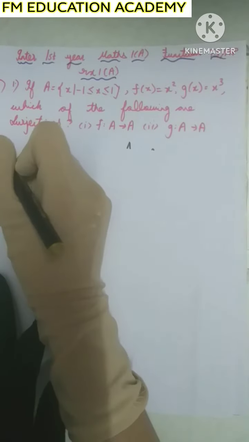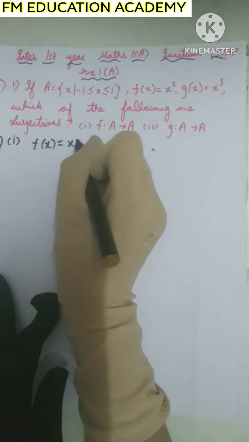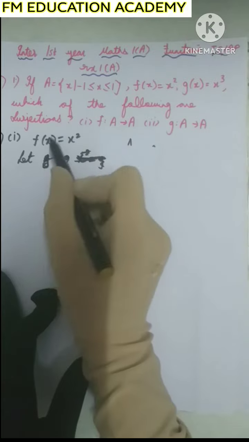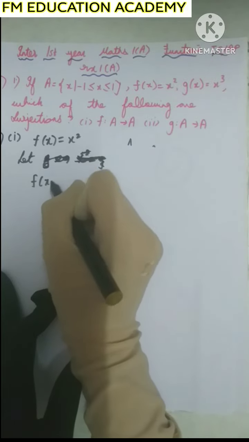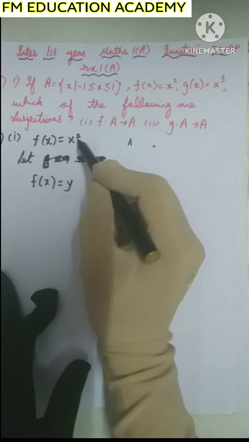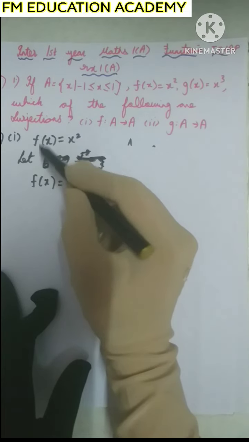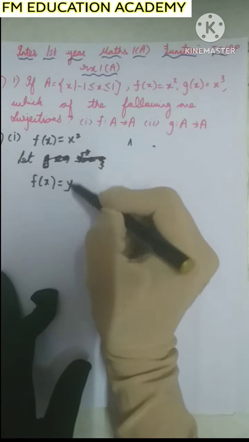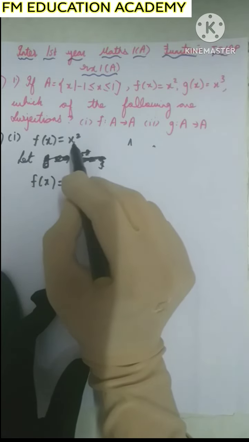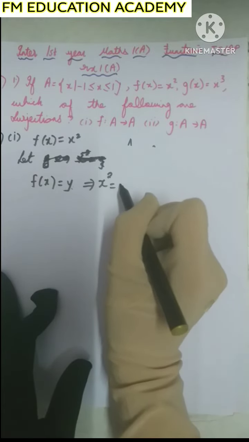First bit: it's given f of x is equal to x square. Since f of x is equal to x square is given in the question, we are assuming that this f of x is equal to some y. Now f of x is equal to x square, f of x is equal to y. What do we have on LHS? f of x, and the RHS is also equal. Here we have x square, here we have y. So since f of x is equal to x square and f of x is equal to y, I can say x square is equal to y.